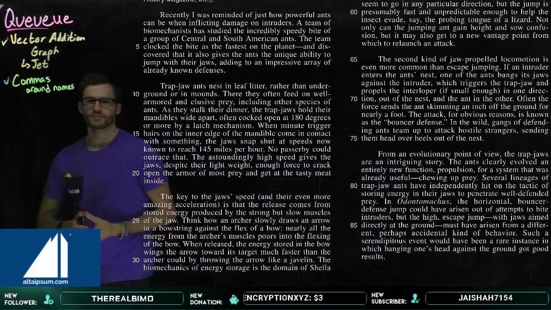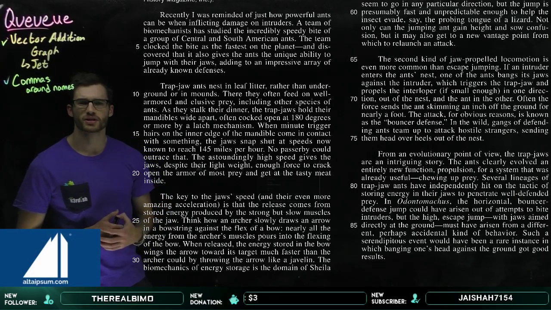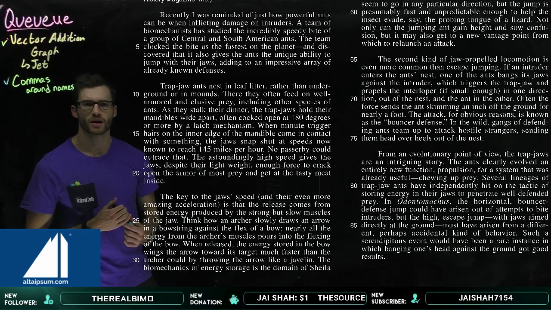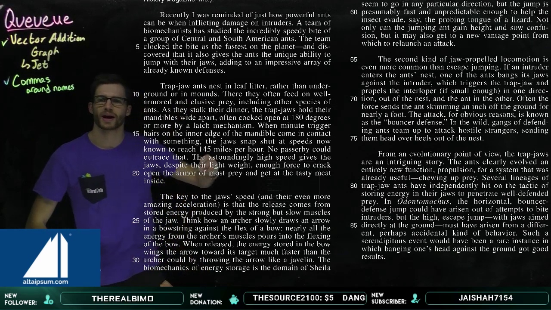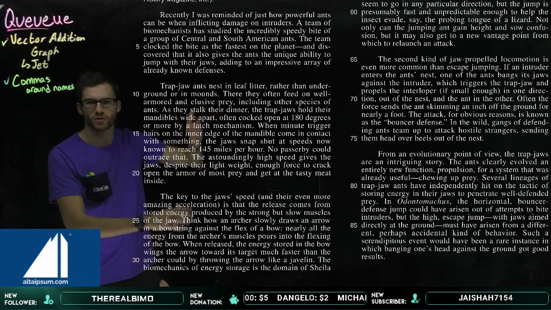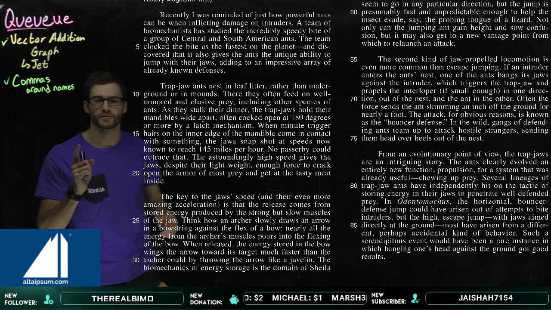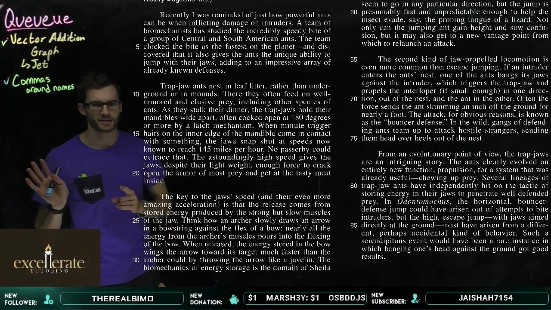Okay. 81 to 82, we have... Let's start reading a little earlier. Several lineages of trapjaw ants have independently hit on the tactic of storing energy in their jaws to penetrate well-defended prey. If you were to read this whole passage, it's about these trapjaw ants that store energy in their jaws and then snap and kill and pulverize and puncture their prey, which is dope, number one. But number two, they are not the prey here, so don't get confused. They're not prey in this situation.